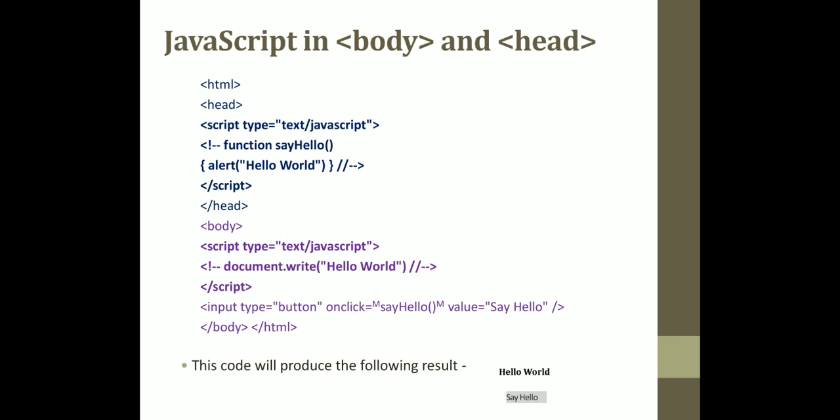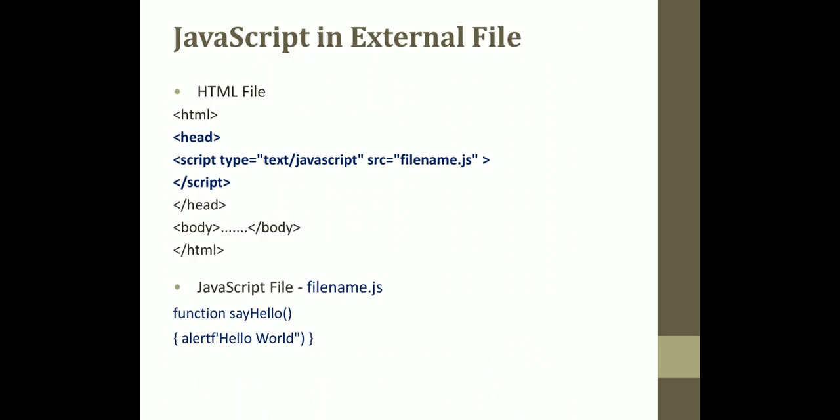the value say hello will be shown to the user. This code will produce the following result: first it will output the thing from the head section, that is hello world, and in the body section hello world will be generated after clicking on say hello. So after clicking on the say hello button you will get the output again as hello world.